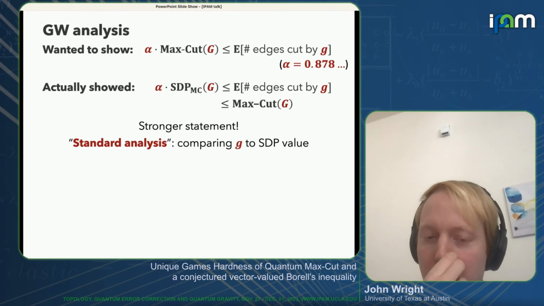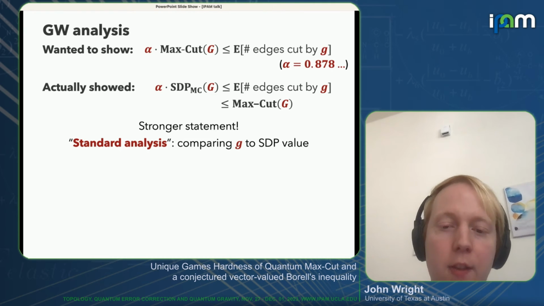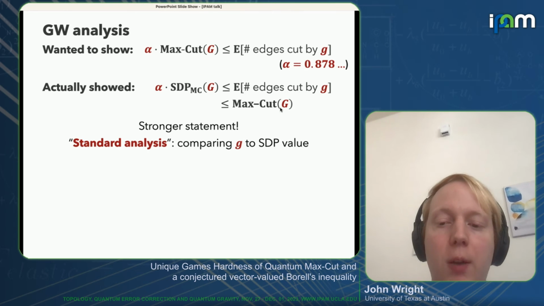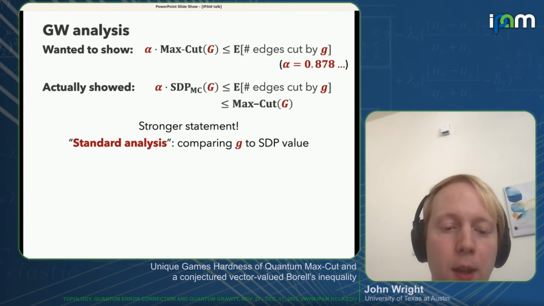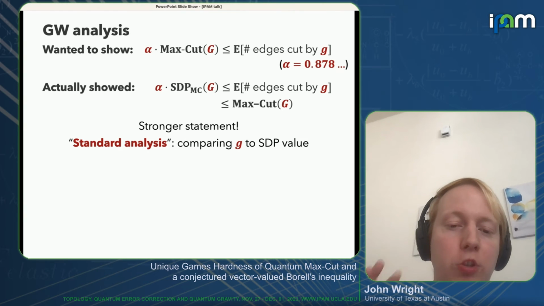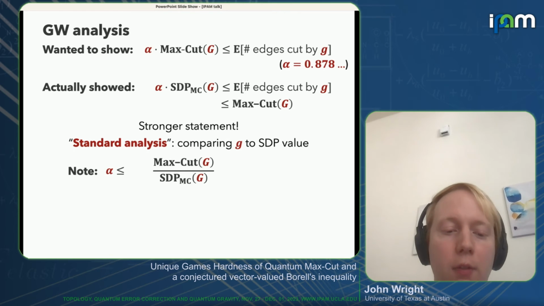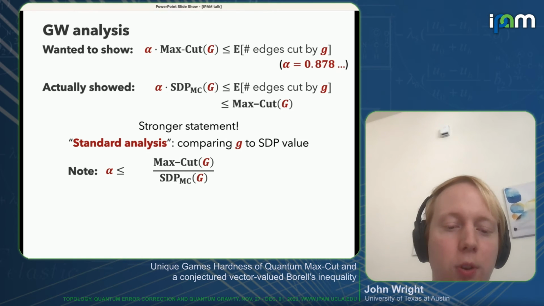Okay, let me note something with this. Since we showed this, if you analyze it by the standard analysis, you do know that the expected number of edges cut by your cut G is always less than or equal to the maximum cut of the graph, because G is a cut, so it can never do better than the maximum cut. And so because we showed this statement, whatever alpha we pick, if you divide both sides by the SDP value of the graph, alpha always has to be less than or equal to the max cut divided by the SDP value. It can never be bigger than this.